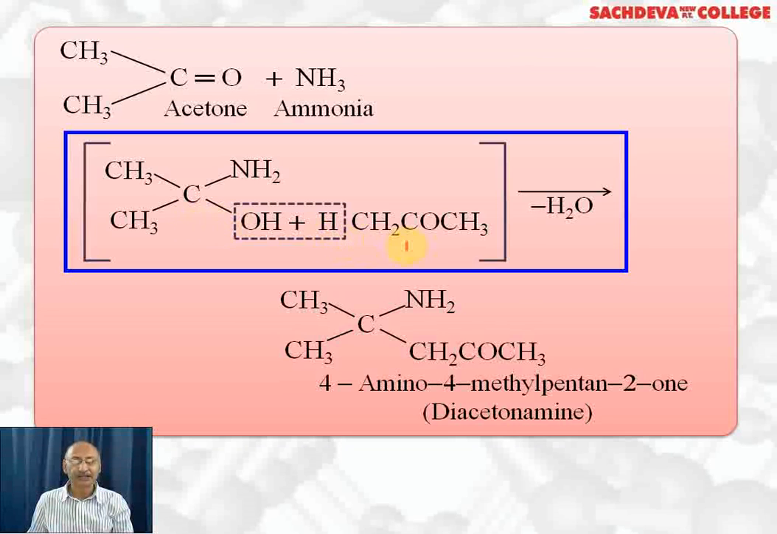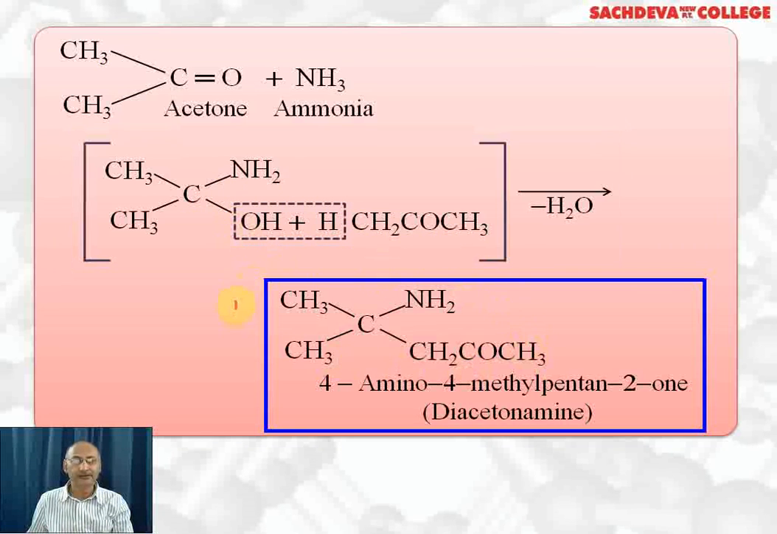This reacts with another mole of acetone, and H and OH, water is lost, and this CH2 gets attached here. This compound is called diacetone amine. IUPAC name is 4-amino 4-methyl pentan-2-one. So this is the product when acetone reacts with ammonia.